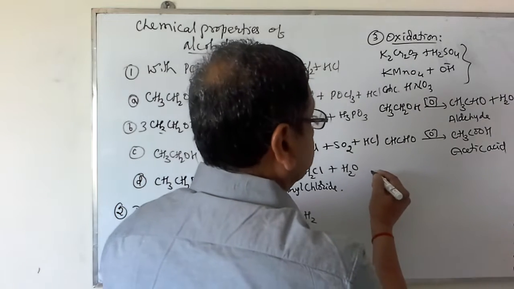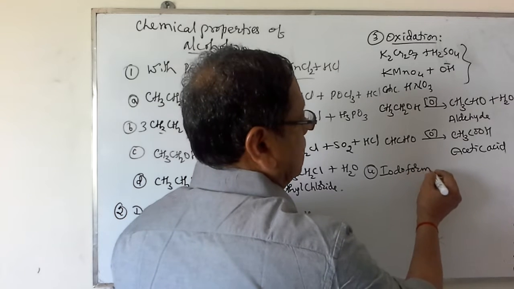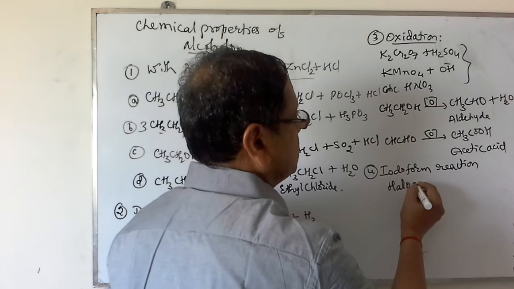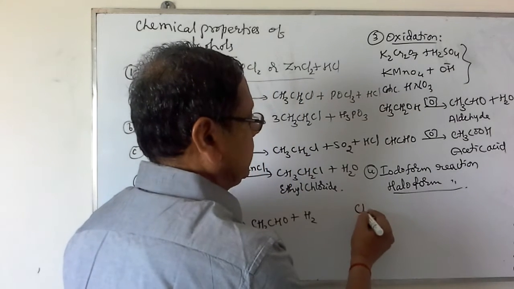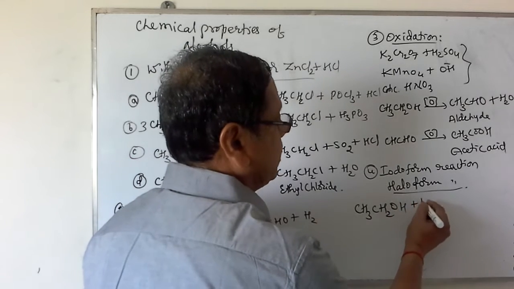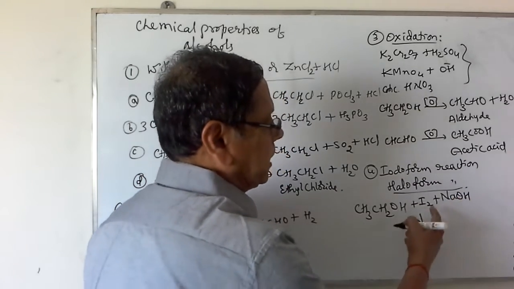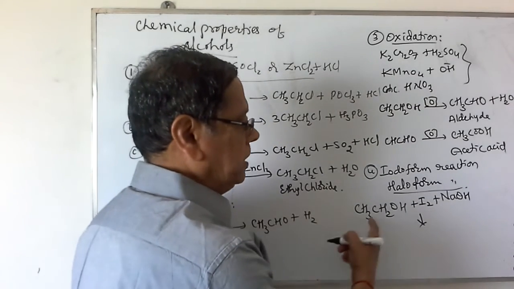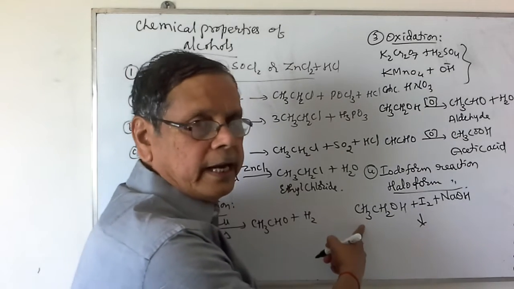The next reaction is the iodoform reaction. The general name for that kind of reaction is the haloform reaction. When you take ethyl alcohol, CH3CH2OH, and treat it with iodine and sodium hydroxide, here iodine will act as an oxidizing agent as well as a substituting agent. First it will oxidize the ethyl alcohol to acetaldehyde. Further, acetaldehyde will react with iodine to give rise to triiodoacetaldehyde.